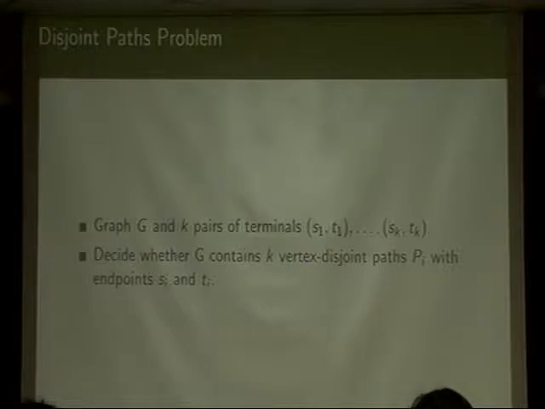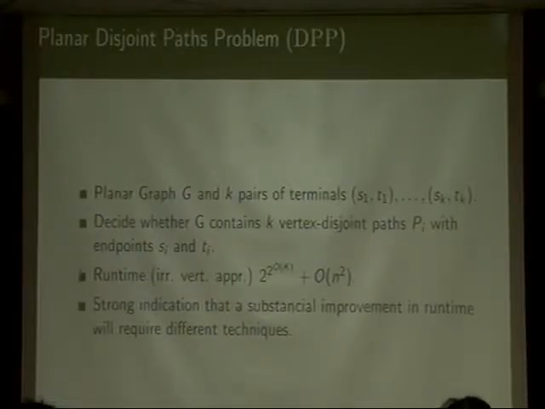And for this, we look at a restricted case, namely the planar one. So now the graph is planar. As before, we have k pairs of terminals, which are nodes in the graph. We want to decide if there are k vertex disjoint paths with matching endpoints. And our result is now that we can, using the irrelevant vertex approach, get a double exponential runtime, and a strong indication that the irrelevant vertex approach cannot do better.